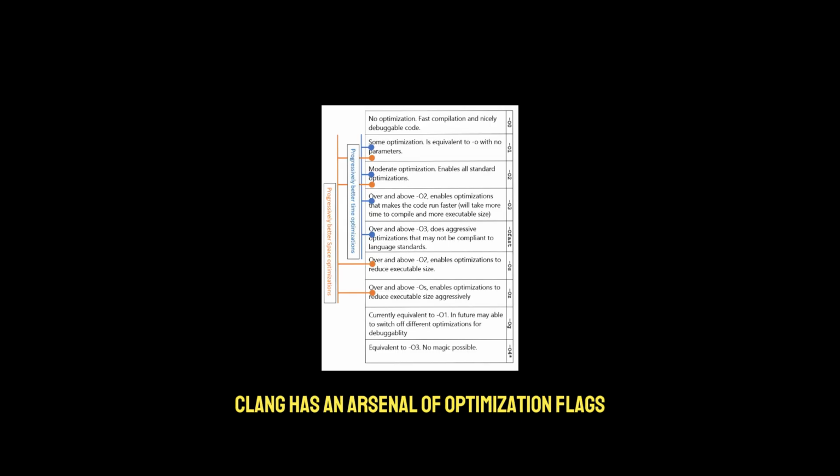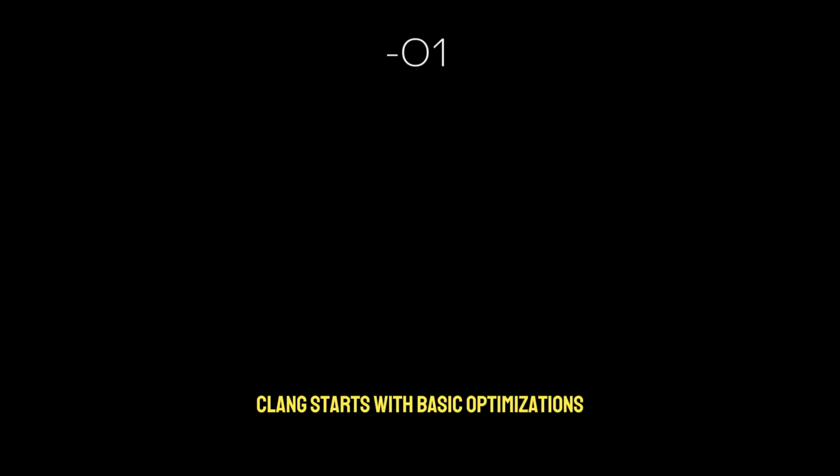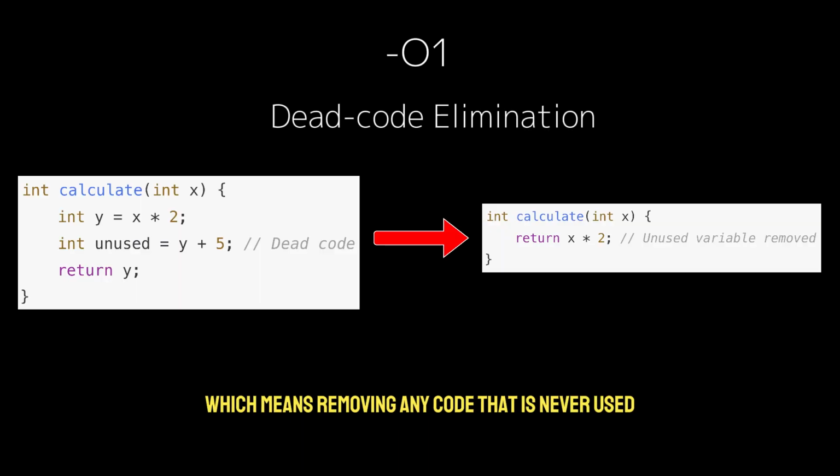Clang has an arsenal of optimization flags, each carefully designed to squeeze out every bit of performance. Let's start with O1, O2, and O3, which are different levels of optimization. At O1, Clang starts with basic optimizations like dead code elimination, which means removing any code that is never used, like functions or variables that don't affect the output. At O2, Clang takes things further.